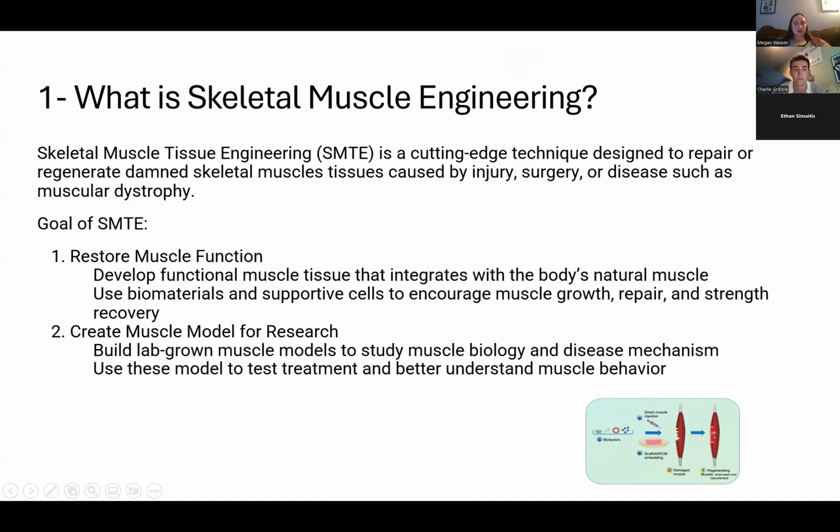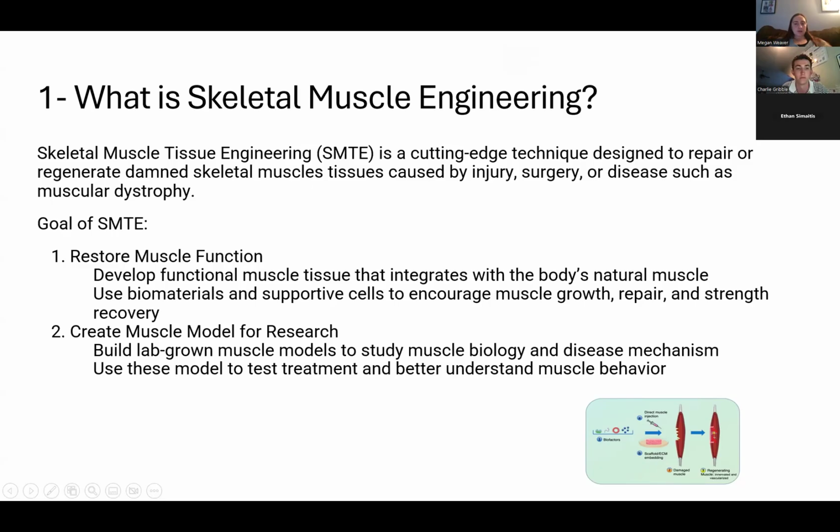There are two main goals of SMTE. The first is to recreate muscle function. Scientists are currently working to create lab-grown muscle tissues that can actually integrate with a person's natural muscles, helping them regain movement and strength. To do this, they use materials that mimic real muscles and combine them with support cells that guide the repair and growth process.